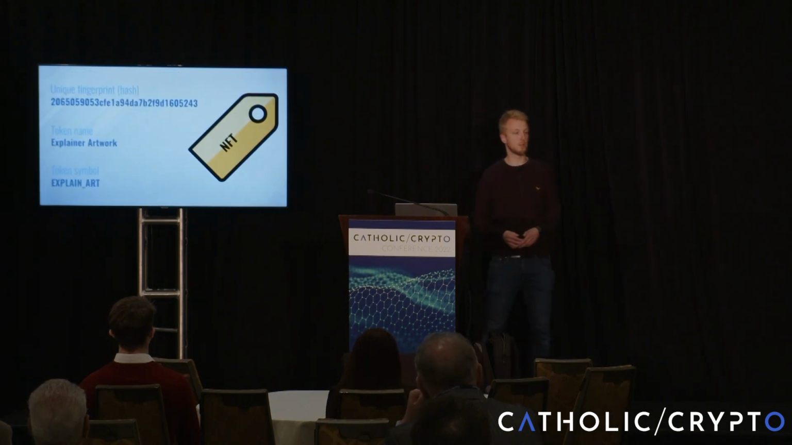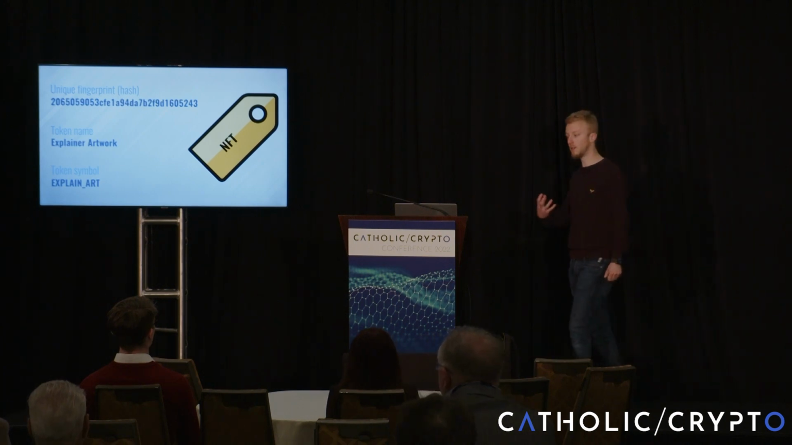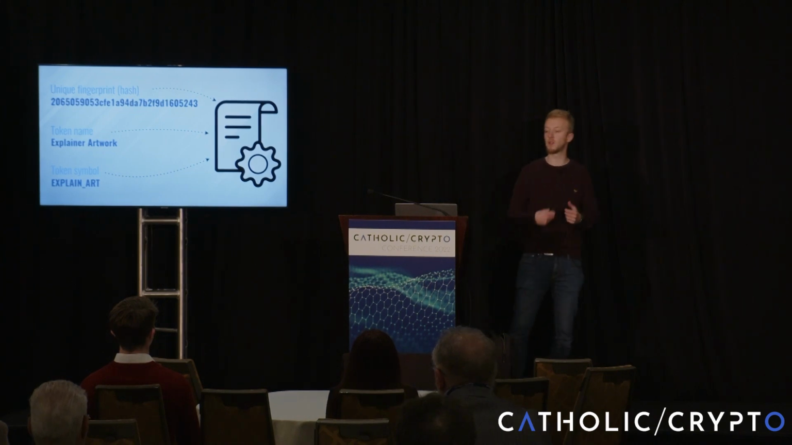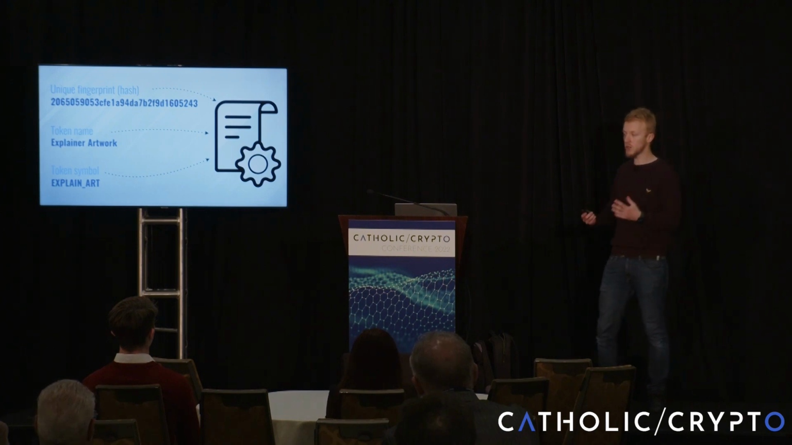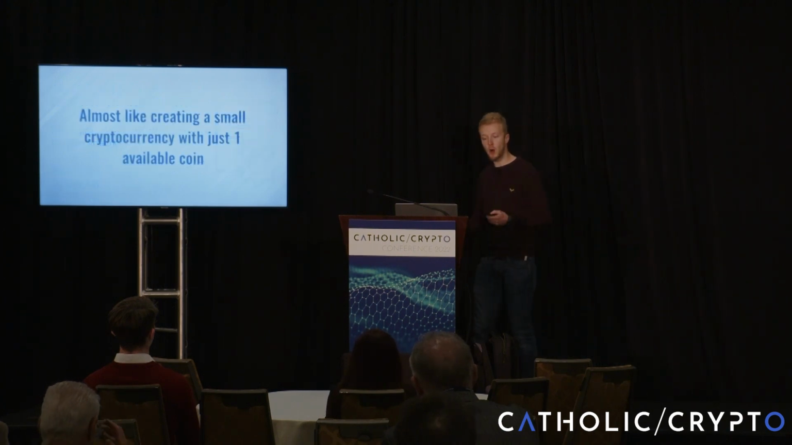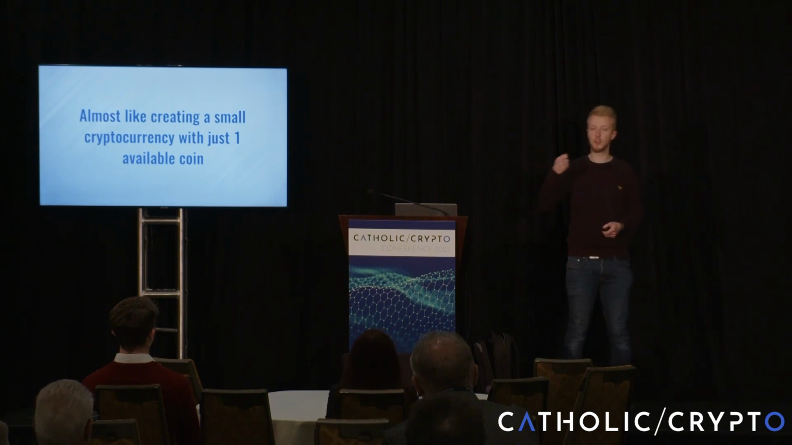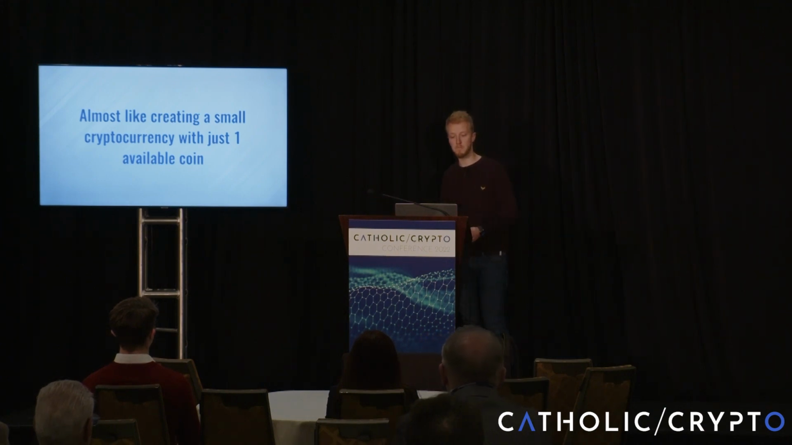You create your digital file, could be like a digital piece of art. You take the unique properties of that file and you encode that into a smart contract. You take the fingerprint of your file, you give it a name, you give it a token name, you put that all into the smart contract, and it's almost like you're creating your very own cryptocurrency with just one available coin. Once it's created, you can then take your token, your NFT, and sell that to someone else. And now that person is the owner of your digital file, your piece of art, whatever it may be.